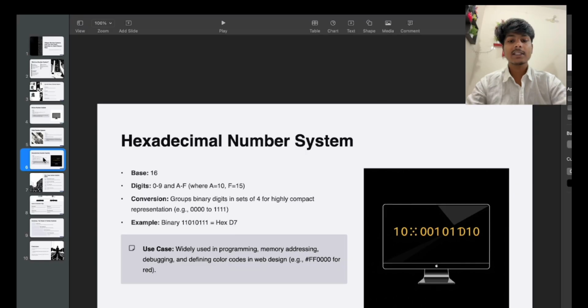Hexadecimal is extensively used in modern computing because it provides a very compact and readable form of binary data. To convert binary to hexadecimal, we group the binary digits in sets of 4, since 4 binary digits map perfectly to 1 hex digit. For example, the binary number 11010111 converts to D7 in hexadecimal. Hex is widely used in programming, memory addresses, color codes in web design, and many areas where a human-friendly version of binary is needed.